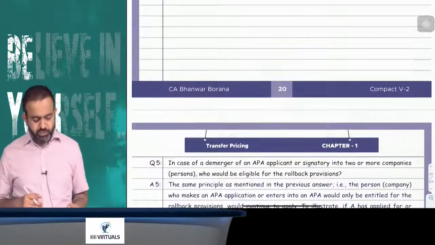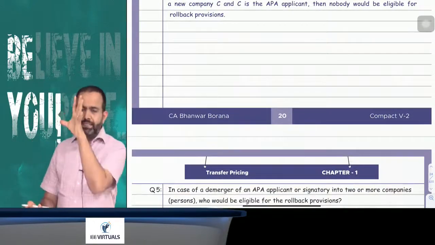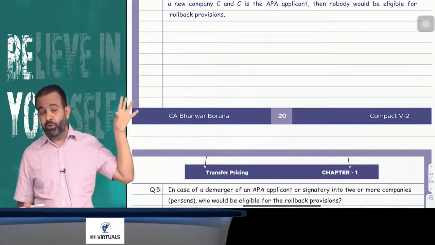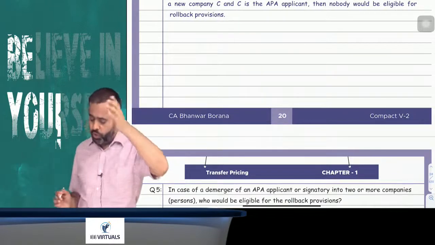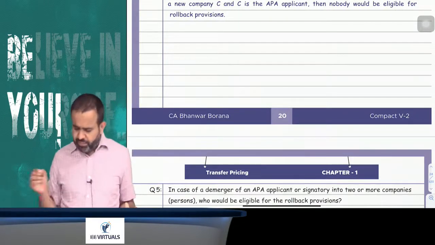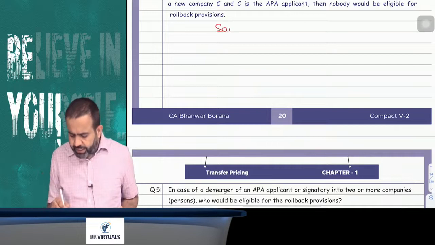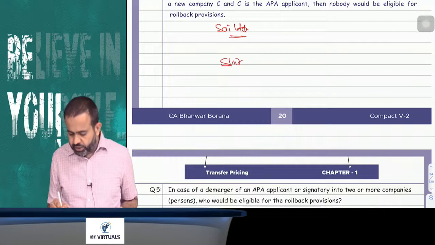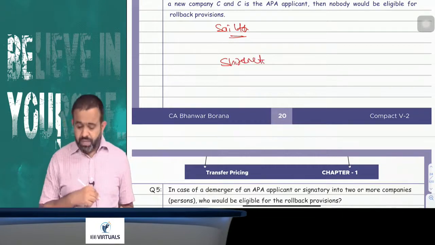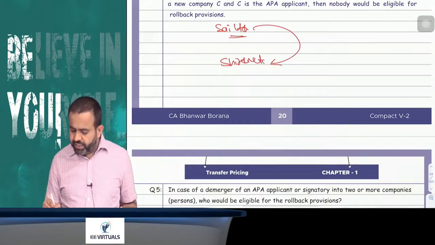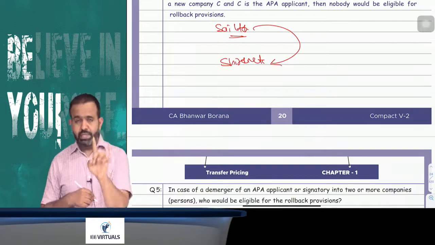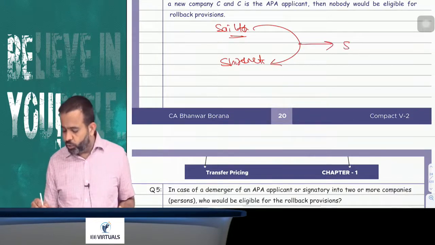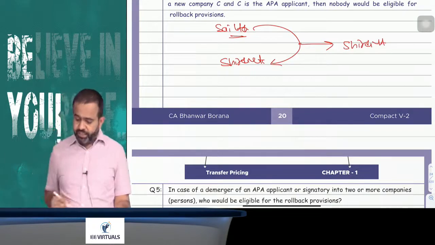Yes. Now all people just pay attention. There are two interesting points from the circular. Suppose there is one company, name is Sai Limited. And there is one company, name is Shirdi Limited. There were two companies. Now Sai Limited is amalgamated with Shirdi Limited, and the new company continues as Shirdi Limited.